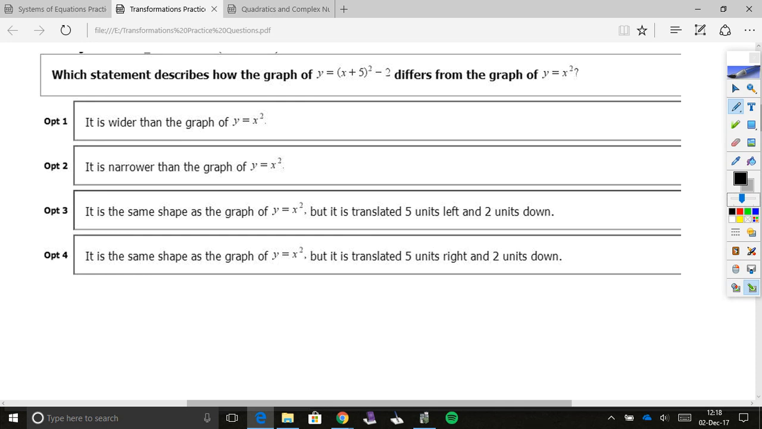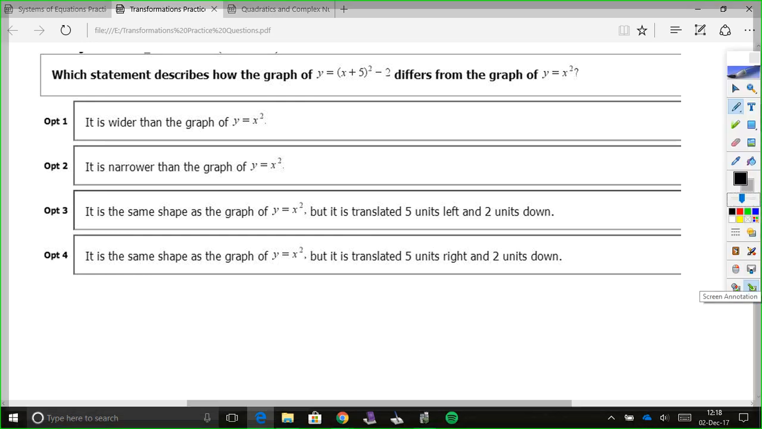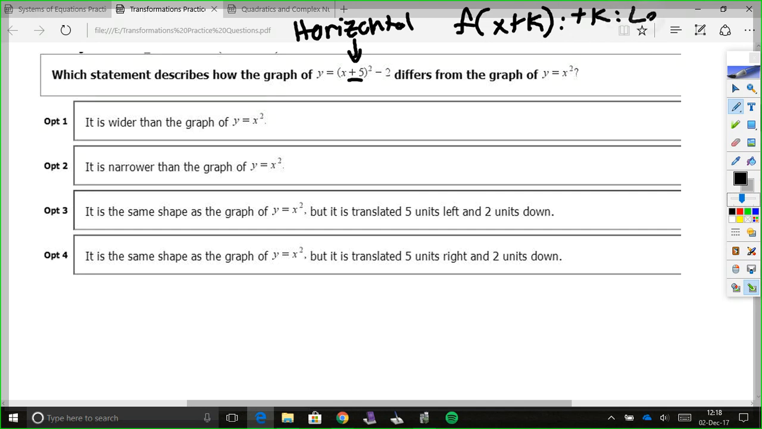All right, describe how the graph y equals x plus 5 squared minus 2 differs from y equals x squared. So notice the 2 changes in these. You have the plus 5 inside the parentheses, which tells me it's a horizontal shift, which means it's either moving left or right. Horizontal shift. So remember, that's the f of x plus k that I had mentioned previously, where I said if we had plus k, it's moving to the left, and if we had minus k, it's moving to the right. So having this plus 5 on the inside of my parentheses tells me that we're moving to the left 5. So let's make a note of that.